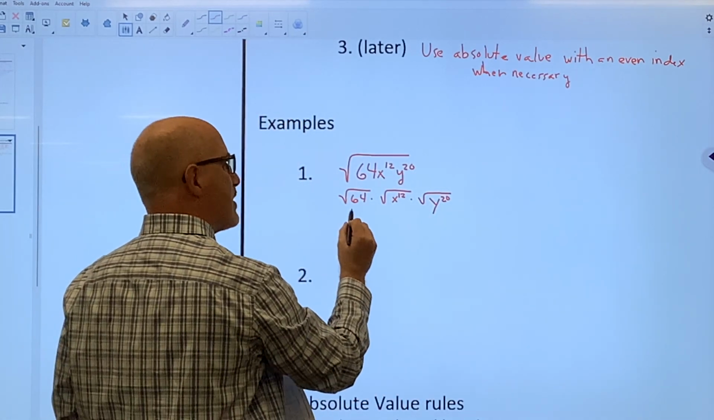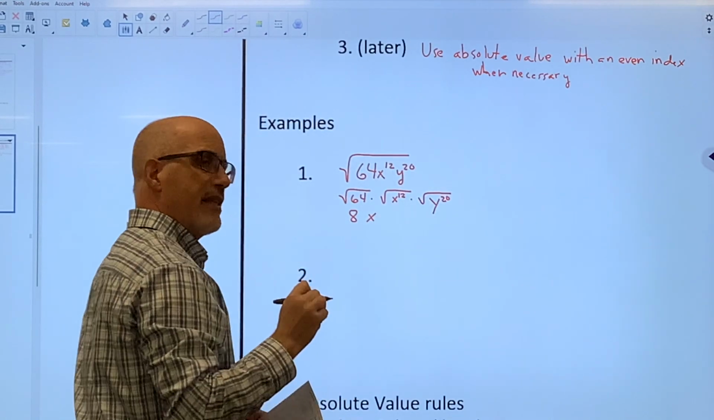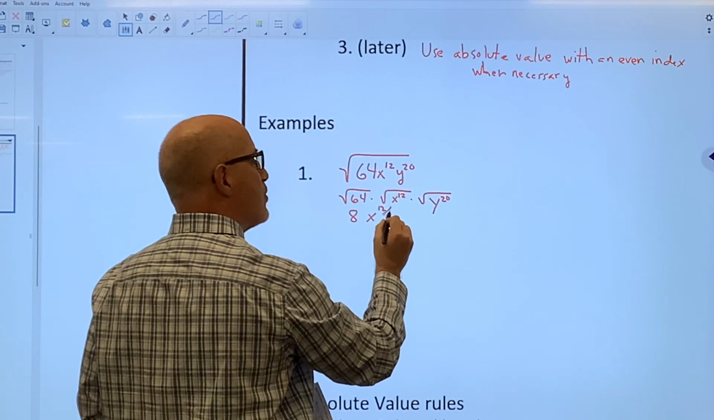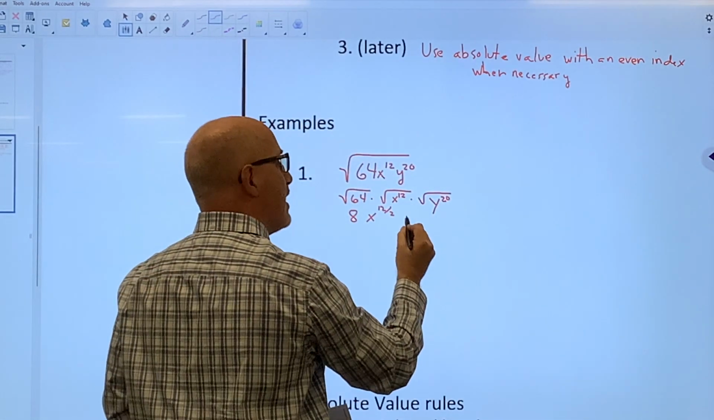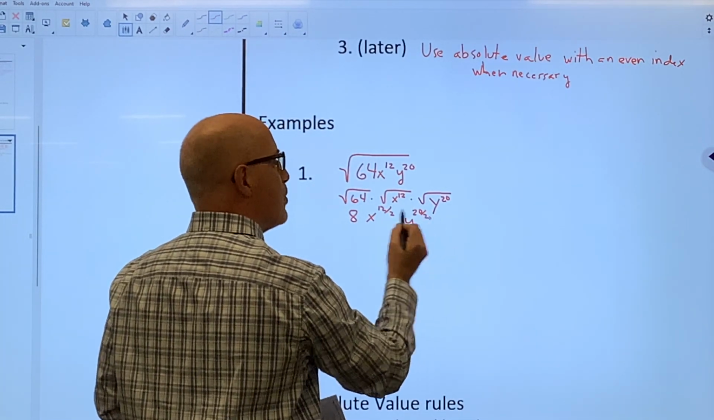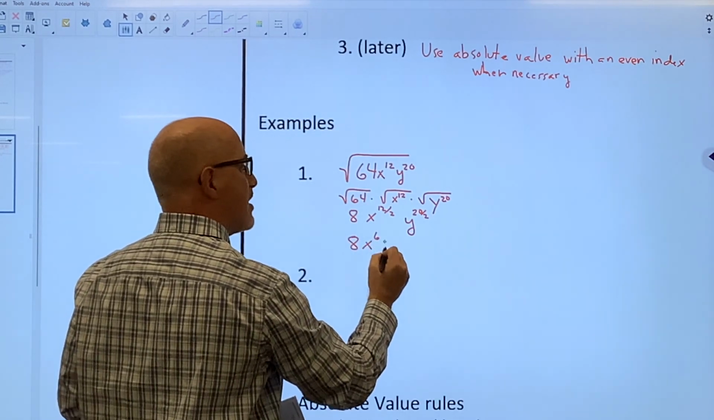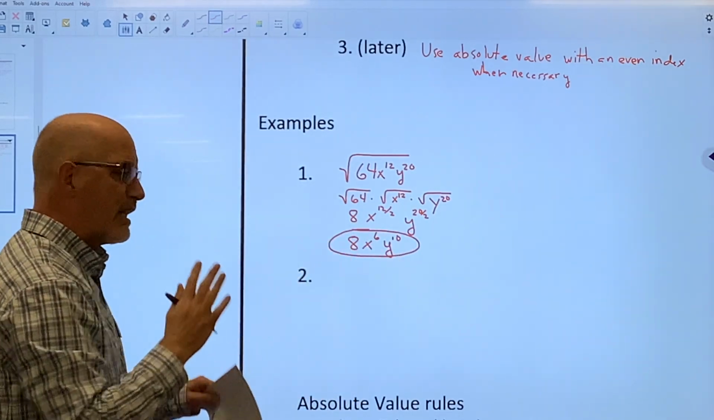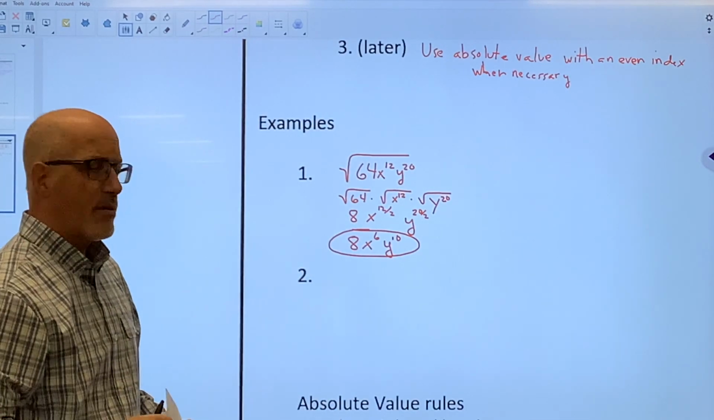Now we know the square root of 64 is 8, so we start there. Now these we're going to use the rational exponents. I'm going to make this 12 over 2 because my index is 2. I make that the denominator of the rational exponent. This will be 20 over 2. Now I can simplify that. This is just 8x to the 6th, y to the 10th for that answer. Notice that is nice and clean. You go ahead and separate it out and then simplify each of the parts.